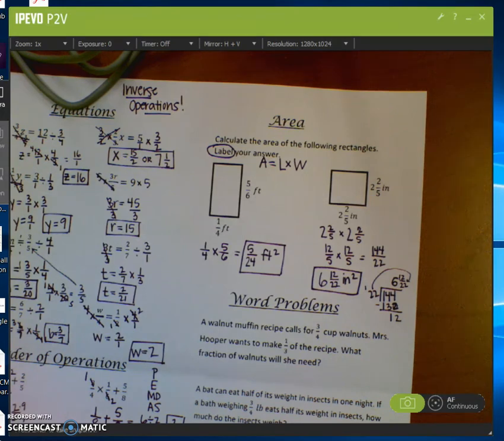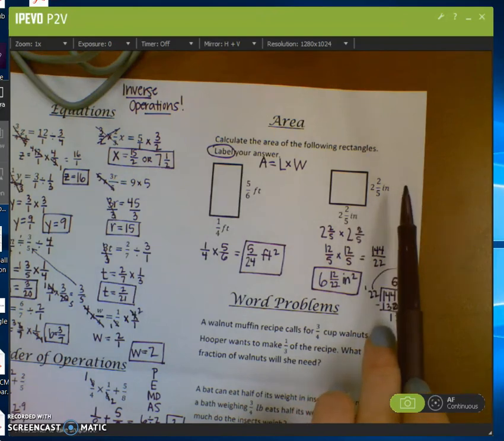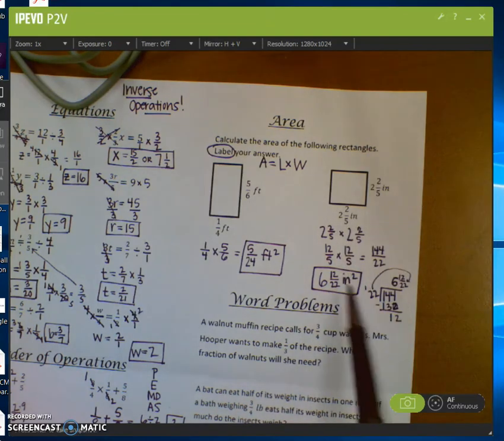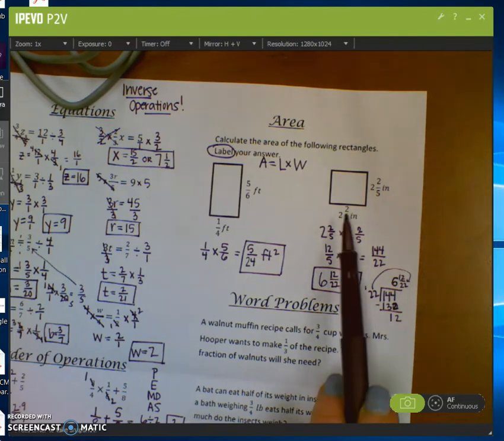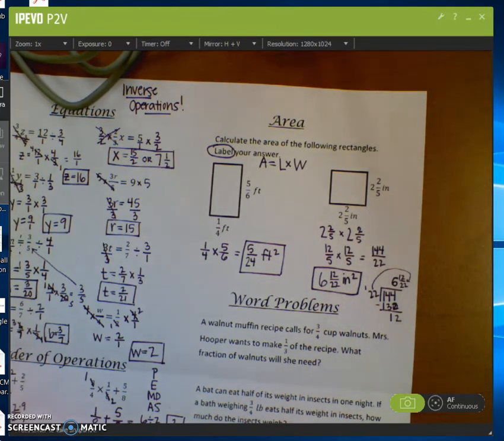When we're doing word problems, we do always ask ourselves if our answer makes sense. This is about 2 and about 2. 2 times 2 is 4. 6 is in the ballpark. It's a little bit more, but so are the fractions. They're a little bit more than 4. So things seem reasonable, and I'm going to guess that my answer makes sense, and I'm going to circle that as my answer.